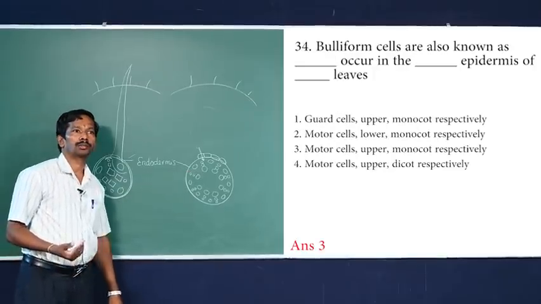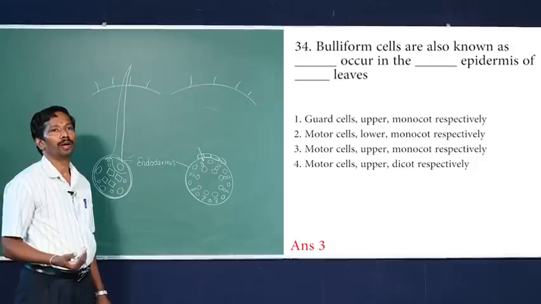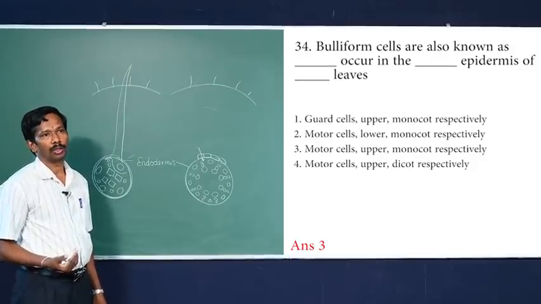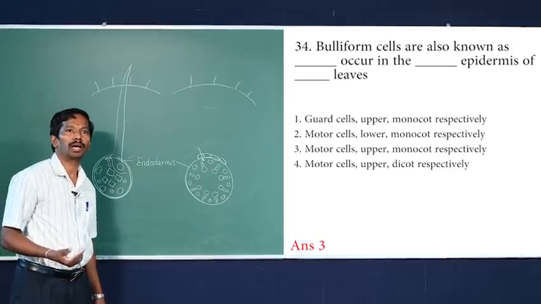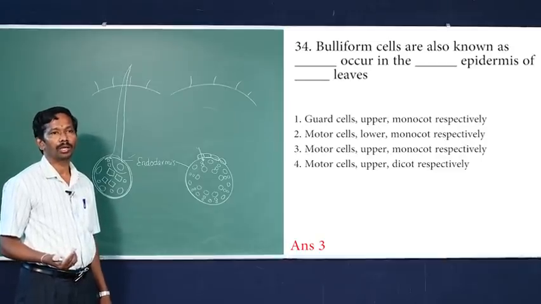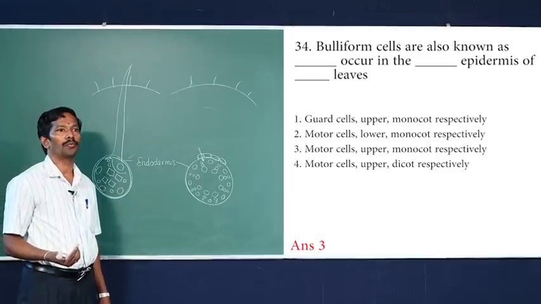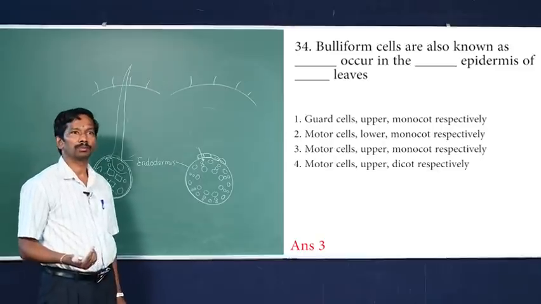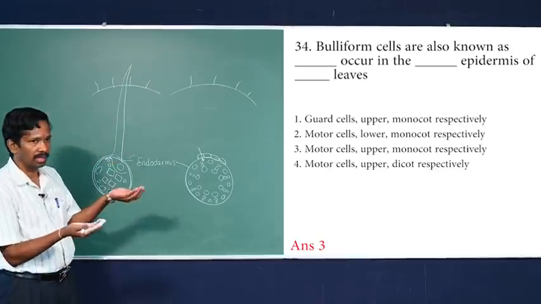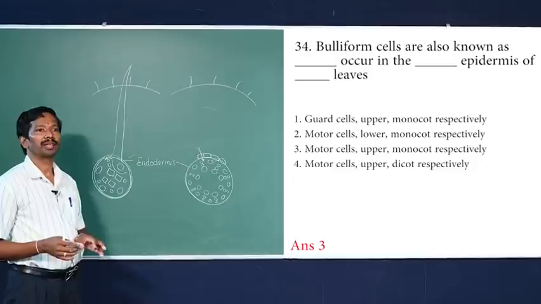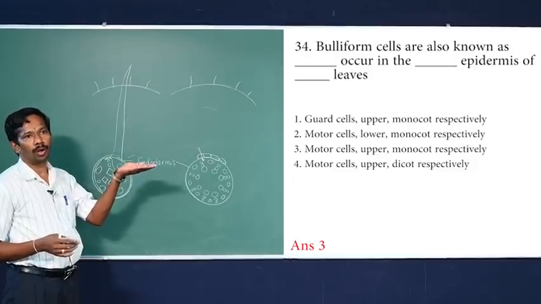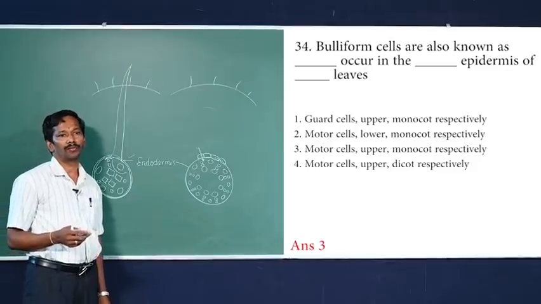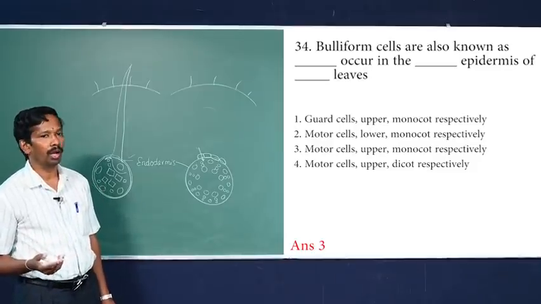In monocot leaves, bulliform cells are characteristically responsible for rolling of leaves. So question is, bulliform cells are also known as dash, occur in dash epidermis of dash leaves. So therefore answer should be motor cells. Often they are called motor cells because they help in rolling of leaves, present on the upper epidermis of monocots, preventing transpiration. Hence answer is 3 for question number 34.